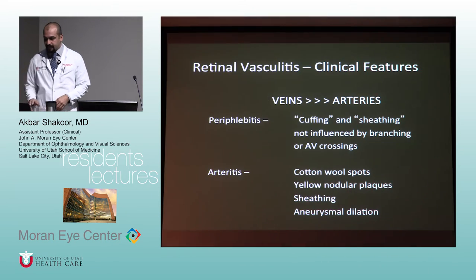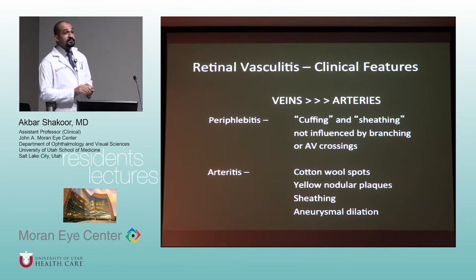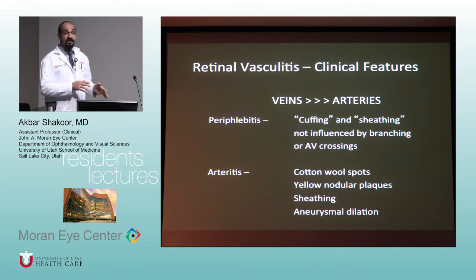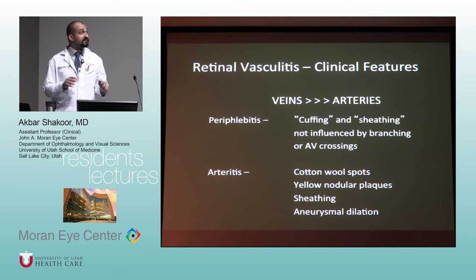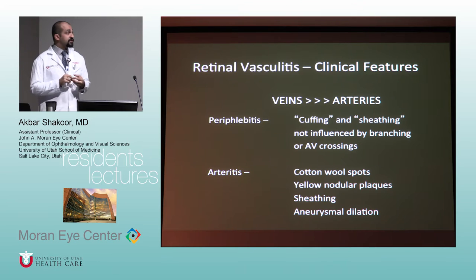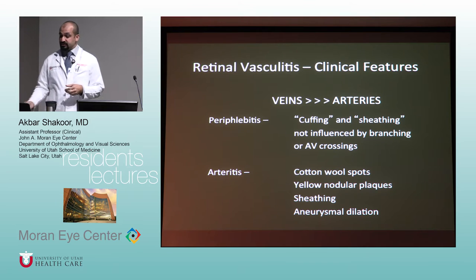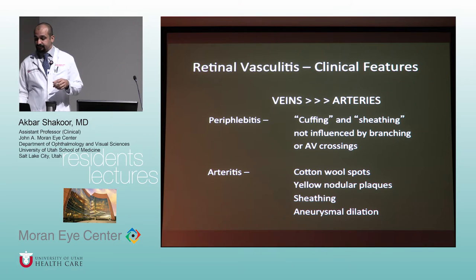So retinal vasculitis can have periphlebitis, in which case it's primarily off the veins, and it can be arteritis, in which case it's primarily off the arteries, and everything in between. You can have mixed retinal vasculitis as well. Arteritis generally leads to microinfarctions or large infarctions, sheathing, aneurysmal dilatation of the arteries, whereas periphlebitis can lead to sheathing and cuffing, where it's not influenced by branching or AV crossings.